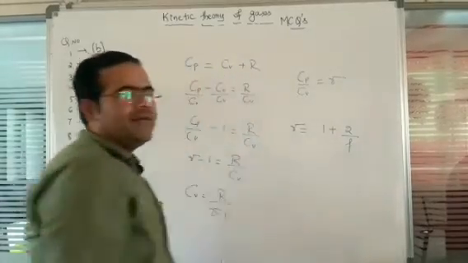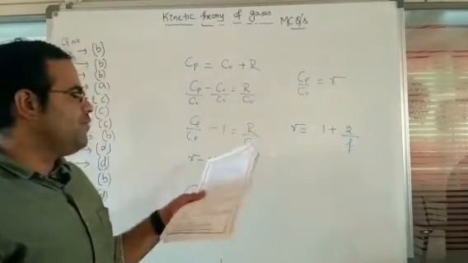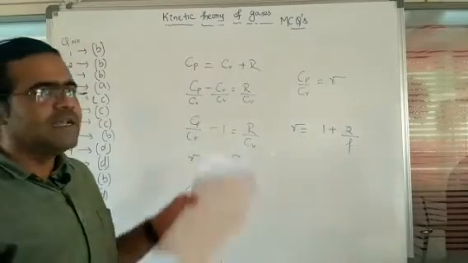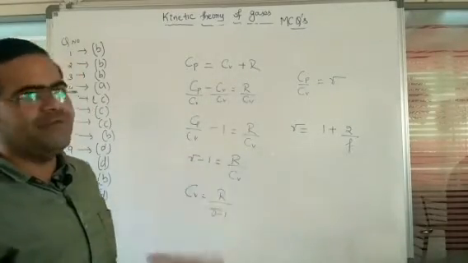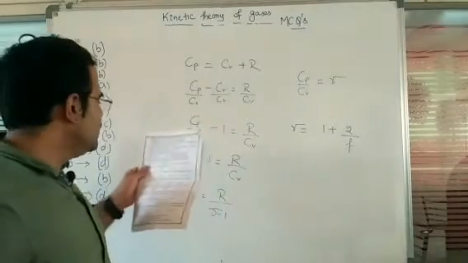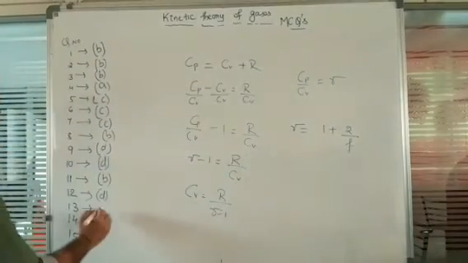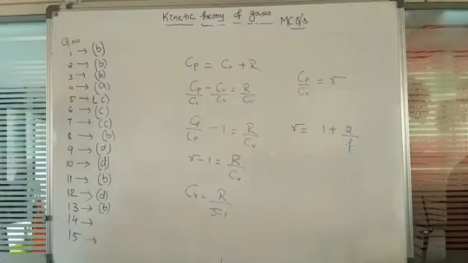Here F represents the degrees of freedom of the given gas molecules. So the option for the 13th one is B. So the option is B here.